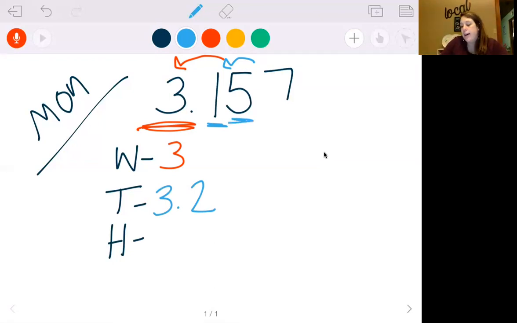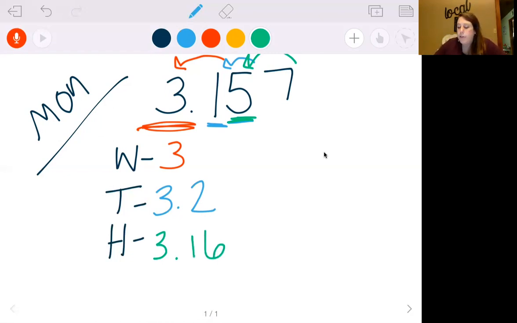Hundredths. My 5, I'm actually going to change that to green. My 5 is in the hundredths place. The 7 next door is going to tell me what to do to that 5. The 7 makes the 5 go to a 6. So I keep my 3, keep my decimal, keep my 1, and change my 5 to a 6.